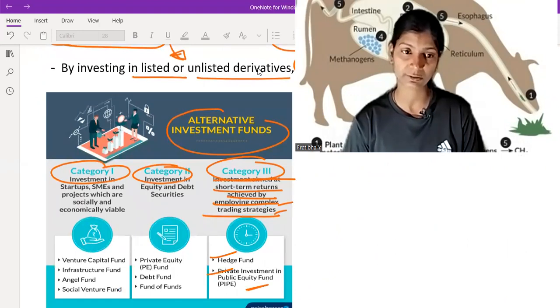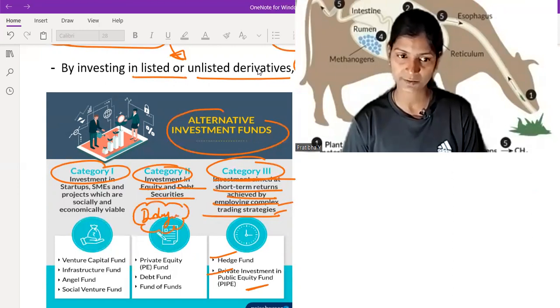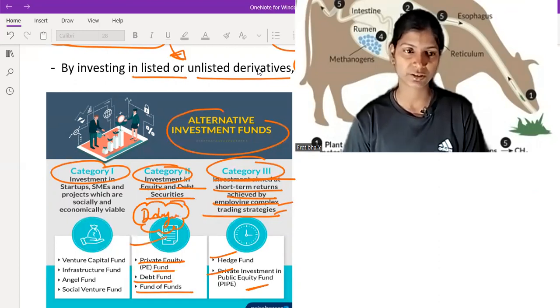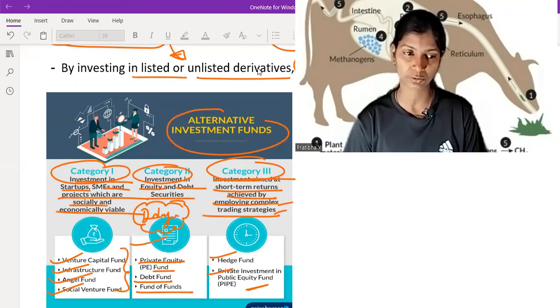The second category is investment in equity and debt securities, which is very much required by company CEOs for conducting their day-to-day activity. Private equity funds, debt funds, and fund of funds fall into this category. The first is investment in startups and SME projects which are socially and economically viable, like venture capital funds, infrastructure funds, angel funds, and social venture funds.